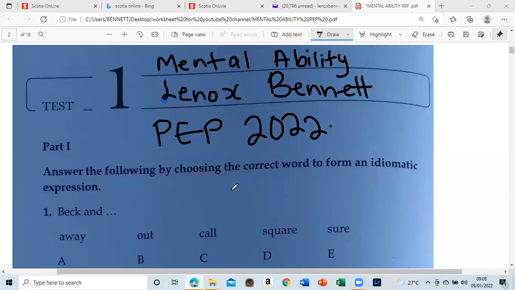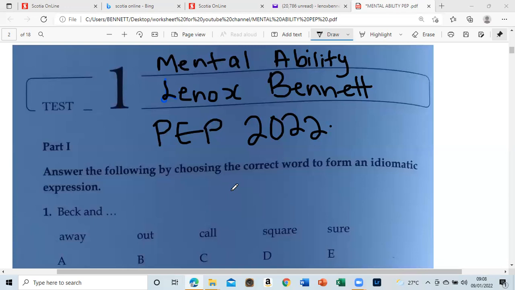All right, so the first part says, answer the following by choosing the correct word to form an idiomatic expression. So before we begin, let us look at what is meant by idiomatic. It comes from the word idiom, which is a phrase or expression that typically represents a figurative or non-literal meaning attached to a phrase. Some phrases can become figurative. All right, so let us begin the first one.